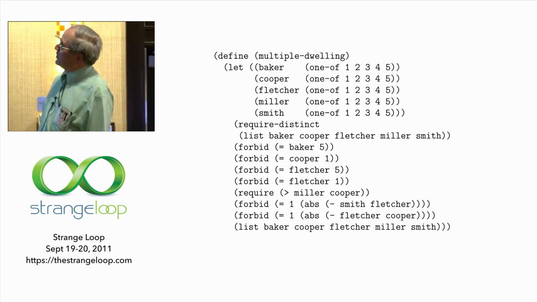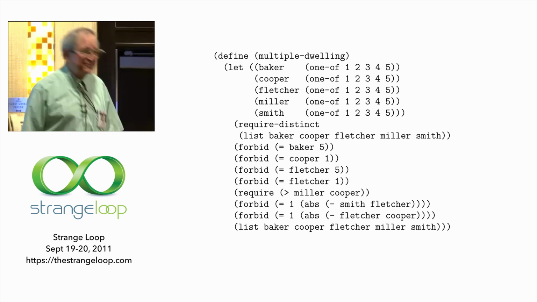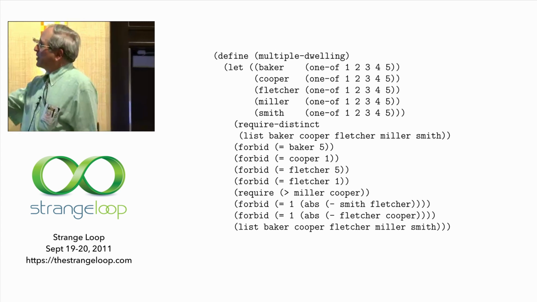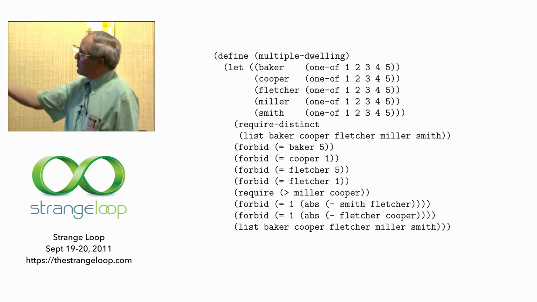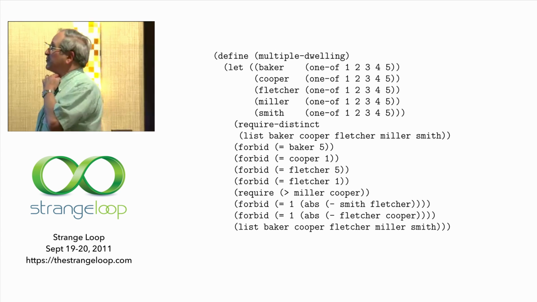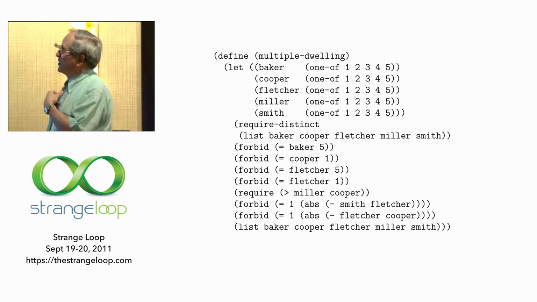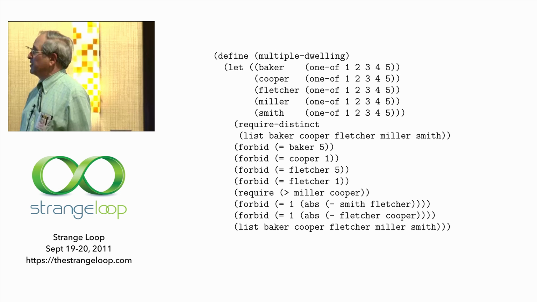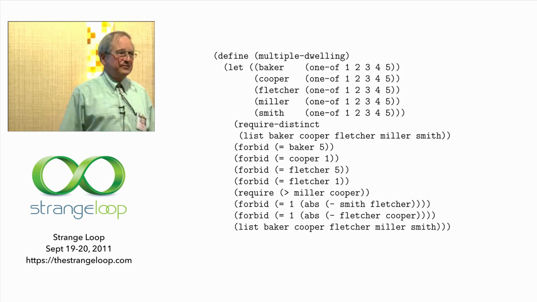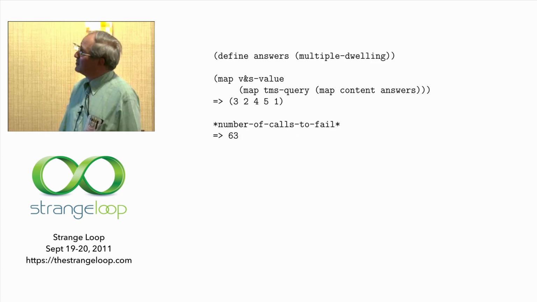So here's an example of the famous story. There's a 5-story building. Baker, Cooper, Fletcher, Miller, and Smith live on one of the 5 floors. I require that they live on distinct floors. That Baker is not on the 5th floor, Cooper is not on the 1st, Fletcher is not on the 5th, Fletcher is not on the 1st, Miller is on a higher floor than Cooper, and Smith and Fletcher, and Fletcher and Cooper, are not on adjacent floors.